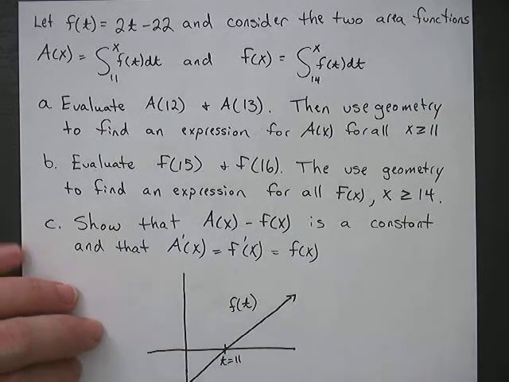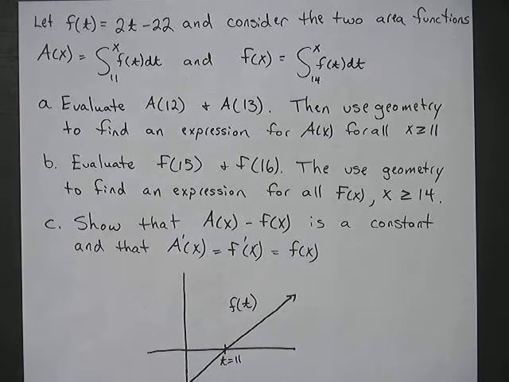And I've got a graph here of the function f of t. You can see that it crosses at t equals 11. It's a linear graph, so it has a slope of 2 and a y-intercept of negative 22.